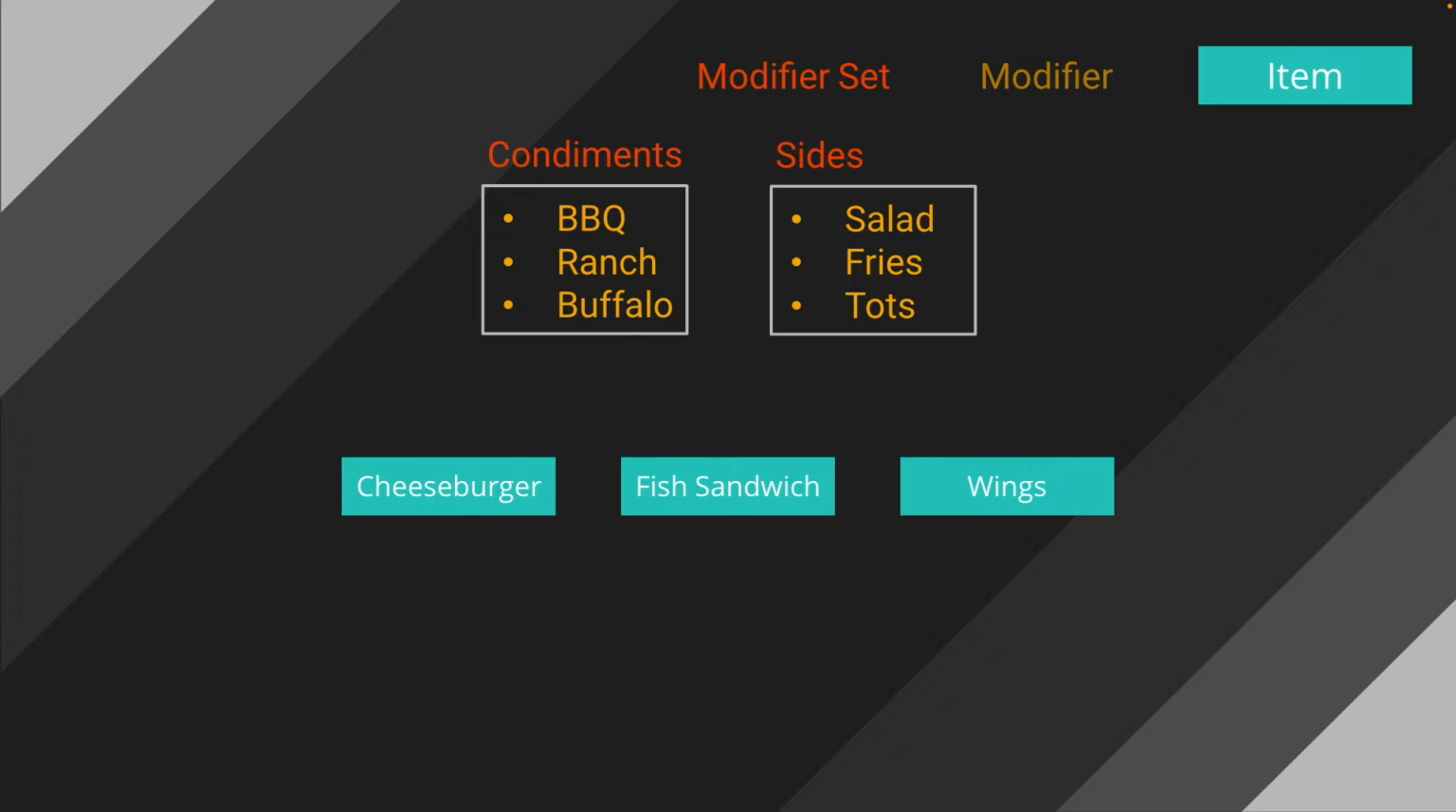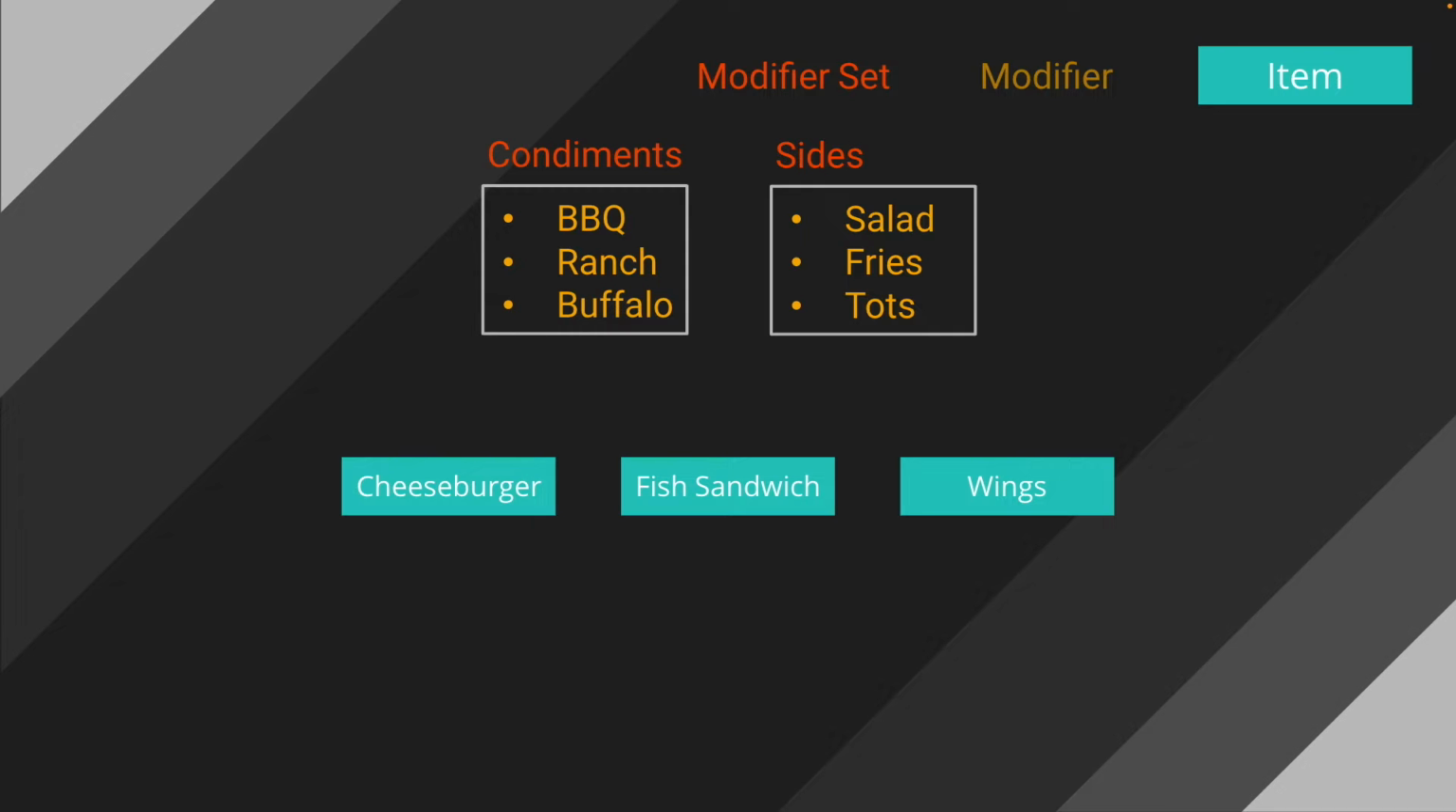Maybe you have a burger and you have a quarter pound and a half pound. If it's very closely related, then you can use the variation. But if it's not so related, then that's where the modifiers come in. And just like I talked about, modifiers are primarily, not exclusively, but primarily used in a food setting. And variations are primarily, not exclusively, but primarily used in a retail setting.